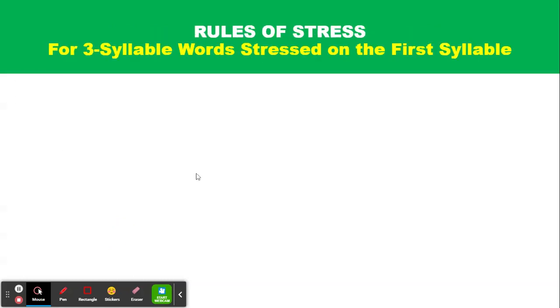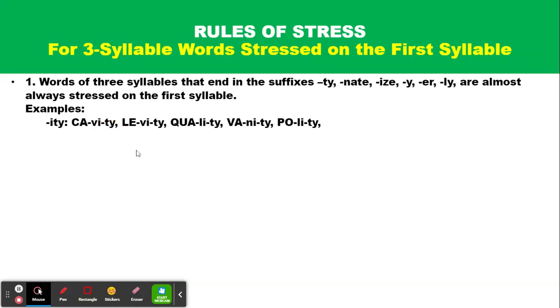Now let's look at rules of stress for three-syllable words stressed on the first syllable. The first rule is that words of three syllables that end in suffixes ty, nate, ize, y, er, ly are almost always stressed on the first syllable. And so let's begin to look at this. Words ending in ity, you have cavity, levity, quality, vanity, polity. So stress is always on the first syllable for three-syllable words that end in this type of suffix.